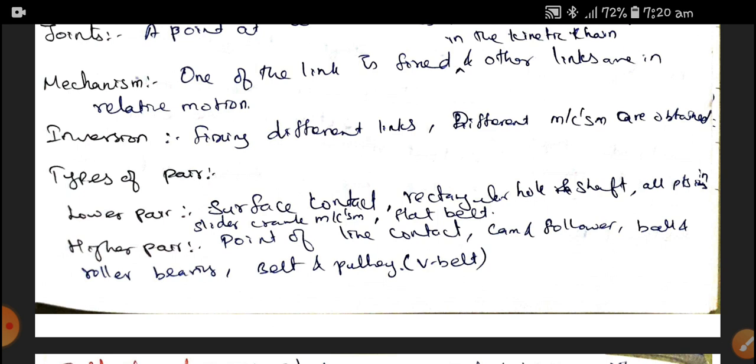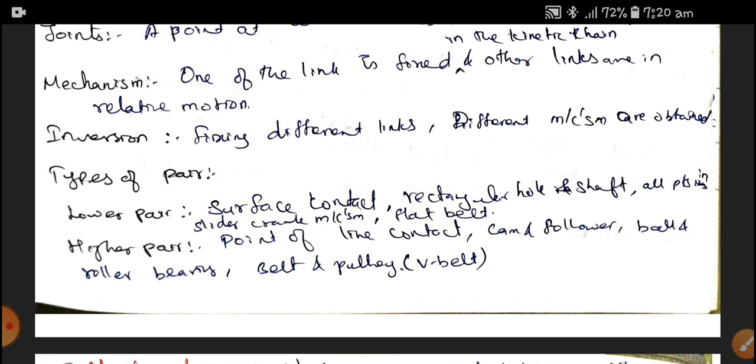All joints in the slider crank mechanism as well as the flat belt are lower pairs. These are all examples of lower pairs, whereas a higher pair is like a point or line contact. Only a single point is in contact, and that is called a higher pair. We need to concentrate more on higher pairs. More accurate motions are obtained in higher pairs, like a cam and follower, ball and roller bearings, V belts and pulleys. Their accuracy and motion are very precise.